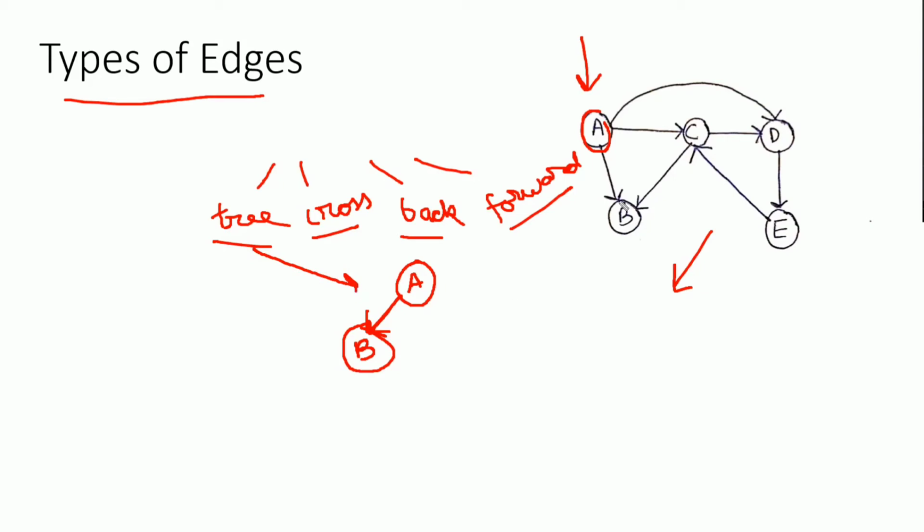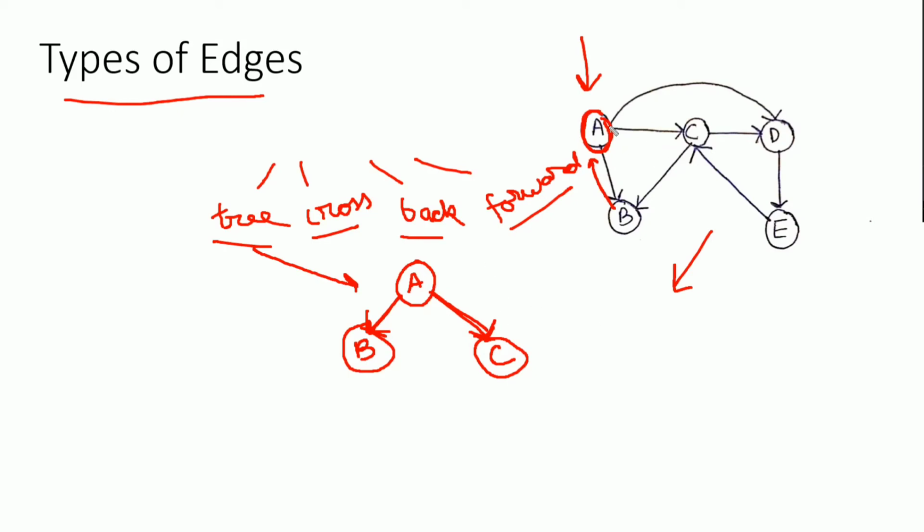Now from vertex B, we find that there are no adjacent vertices left, so I'll return back to the caller. The caller of vertex B is vertex A. From vertex A, there are still unvisited adjacent vertices, that is vertex C and vertex D. We can traverse to any of the unvisited adjacent vertices. Suppose from vertex A, I traverse to vertex C. Simple DFS traversal is done by using tree edges.